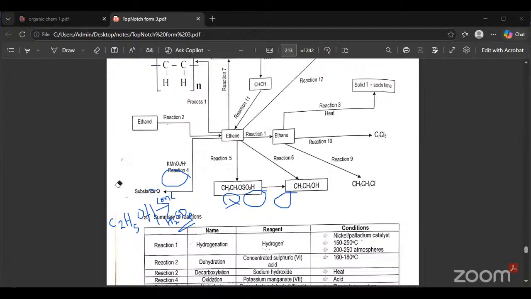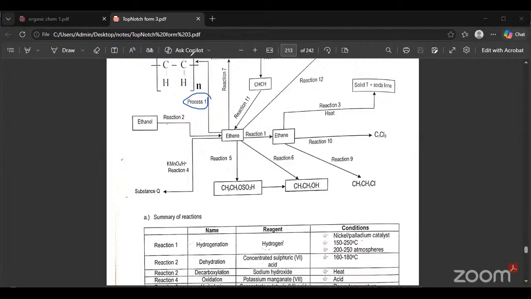What do you call this process of making ethene? If that is process 1, I'm talking about process 1. Let me show you the process that I'm talking about. What is the process called, where you have one ethene and then very many ethenes connected together? Polymerization. That is the process.